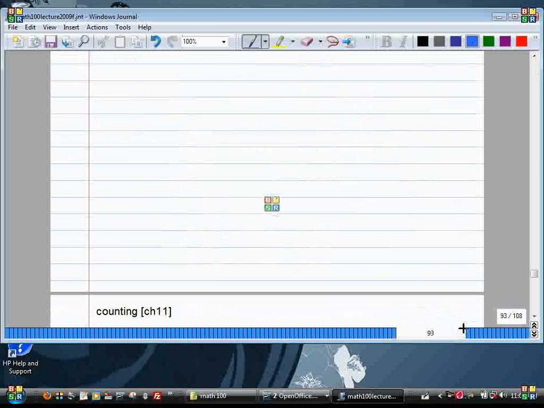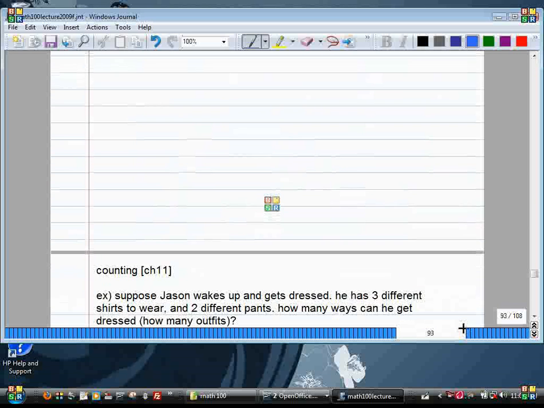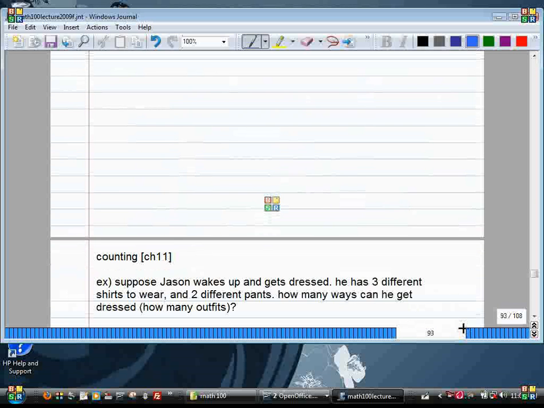Yes, 1, 2, 3, but not that kind of counting. So, suppose Jason wakes up and gets dressed. He has 3 different shirts to wear and 2 different pants. How many ways can he get dressed? Or in other words, how many outfits?